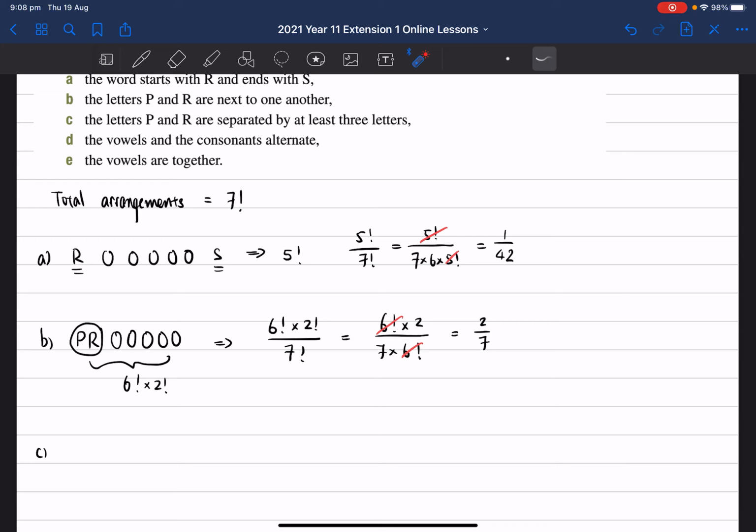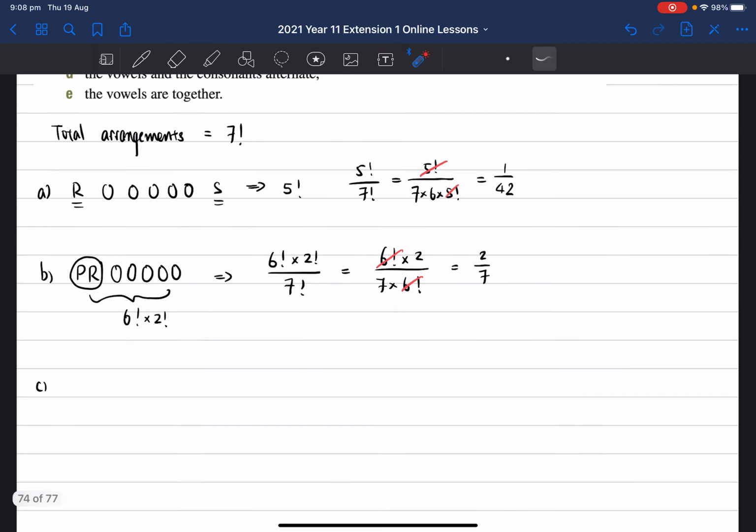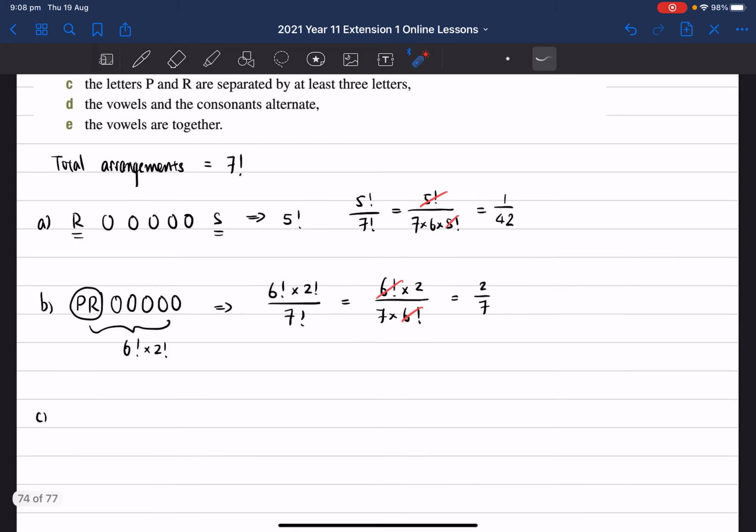Now, how would you do this one here? At least 3. So we need to find the total possible ways where letters P and R are separated by at least 3 letters. So we can have 3 letters, we can have 4 letters, we can have 5 letters. That's the idea. There are several ways you can do that. P and R are separated by at least 3 letters. So let's try this method here.